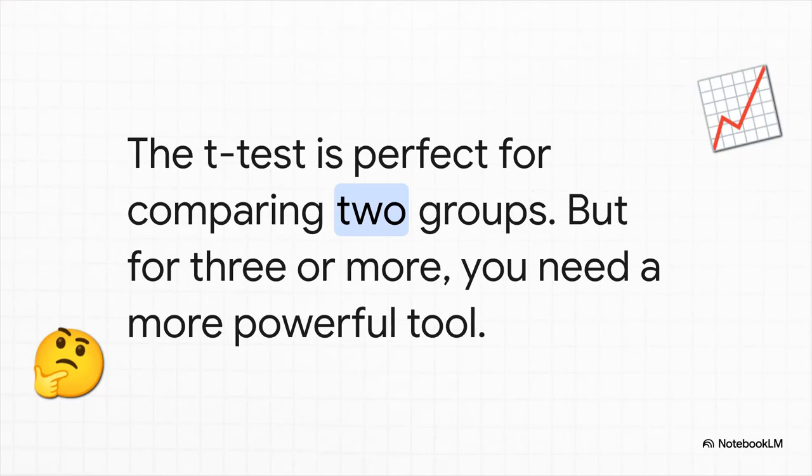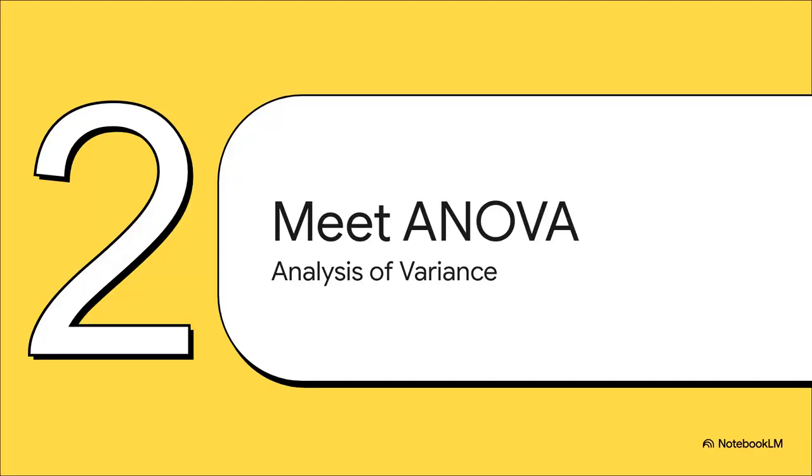Right, so the trusty t-test is our go-to for comparing the averages of two groups. It's perfect for asking something like, does website design A get more clicks than design B? But what if you have 3 designs? Or you're testing 4 different types of fertilizer on a crop? That's where the t-test kind of hits a wall. And this is exactly where we need a more powerful tool.